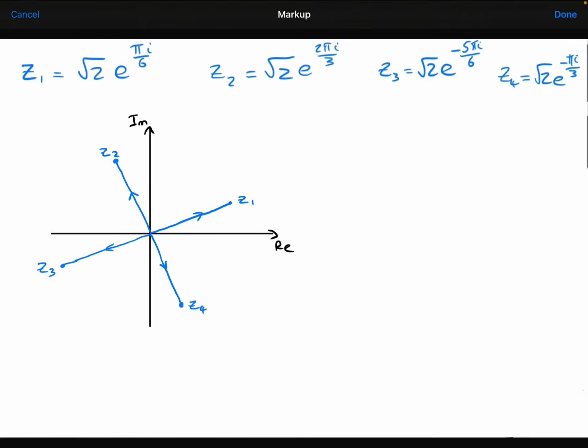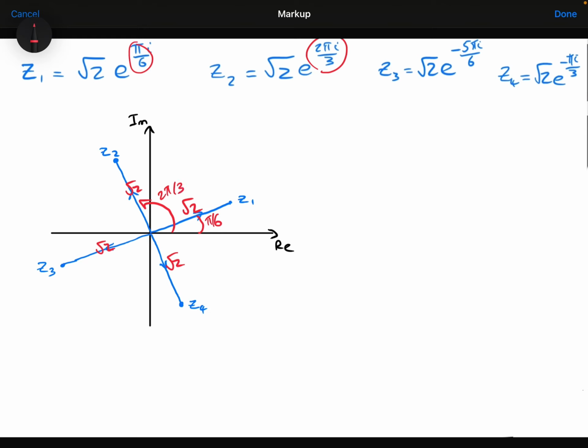Geometrically, the results there look like this. The modulus of each of these numbers is root 2. The argument of the first number is pi over 6. The argument of the second number is 2 pi over 3. The argument of the third number is minus 5 pi over 6. The argument of the fourth number is minus pi over 3.